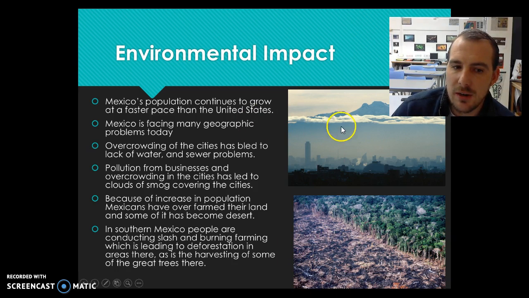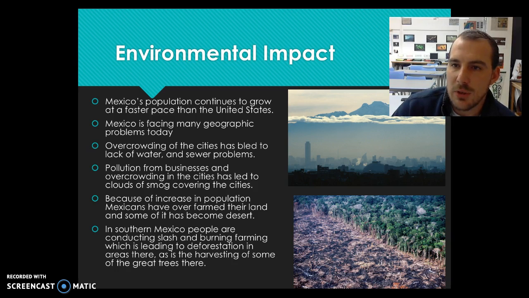And this picture right here is a city, Mexico City, and you can see this is smog and this is pollution, and not a good scenario going on in some of the major cities. Now, because of some of these problems, Mexicans have begun to over-farm. In those areas, we said only 1/5 they could farm in, and one of the problems is they're over-farming. And because of over-farming, actually some of the land is turning into desert. So Mexico's desert is actually expanding while the farmland is shrinking.